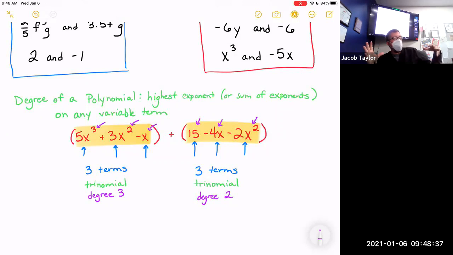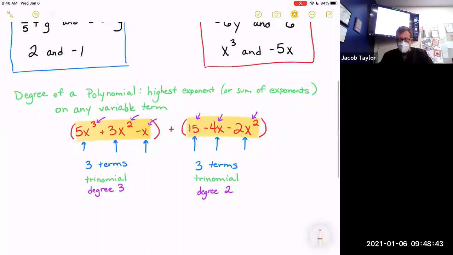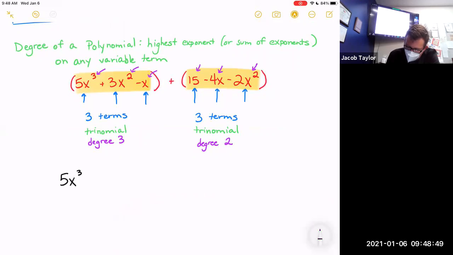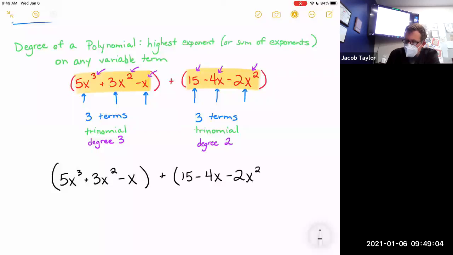Cool. So now that we've identified the name of these terms and the degree of these terms, let's actually do the problem. Let's actually add these together. A polynomial is just a group of terms. One or more terms makes a polynomial. So a trinomial is a type of polynomial. If we only have one term, like 7x, that is a monomial.